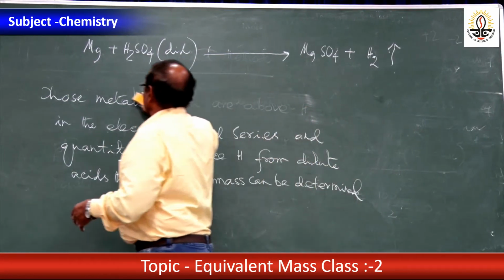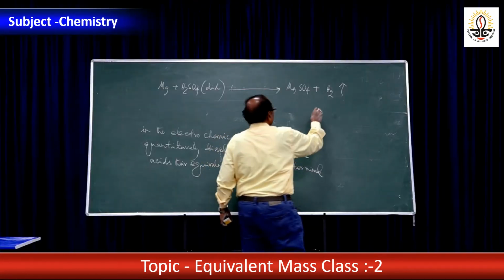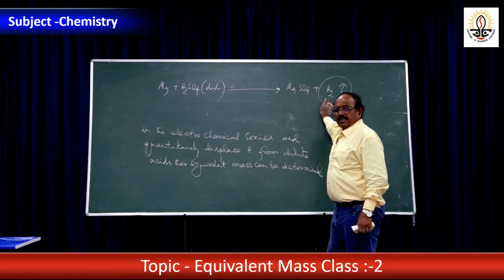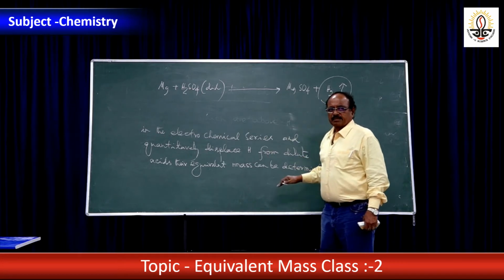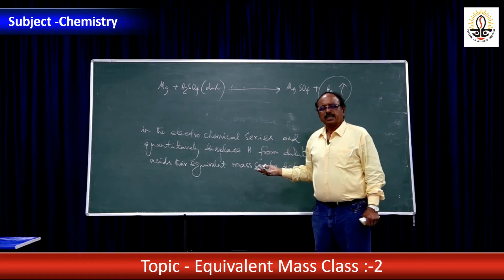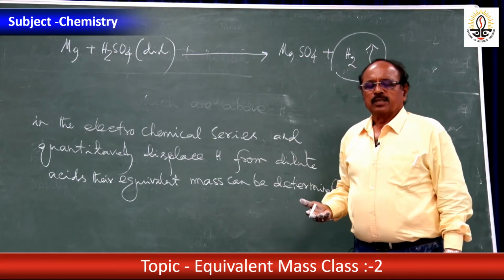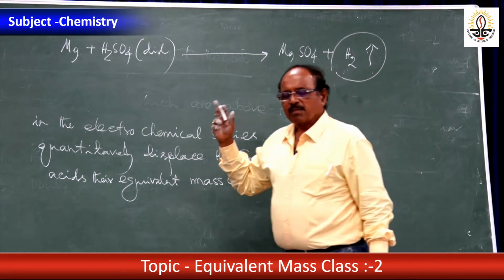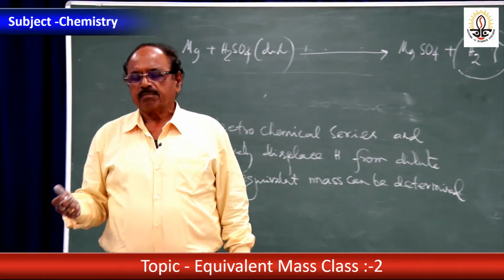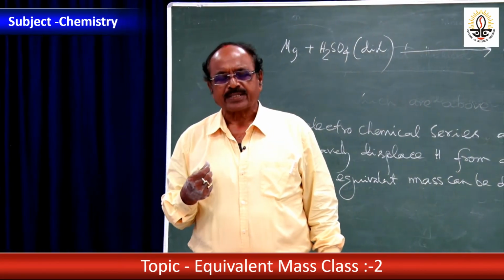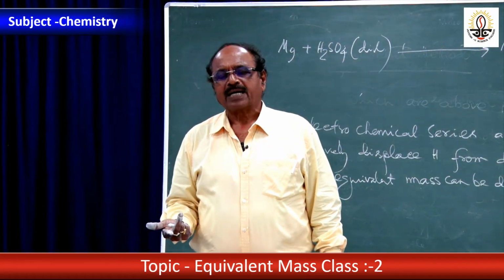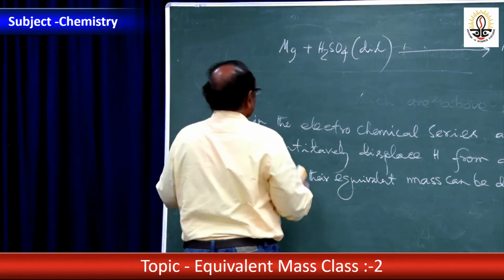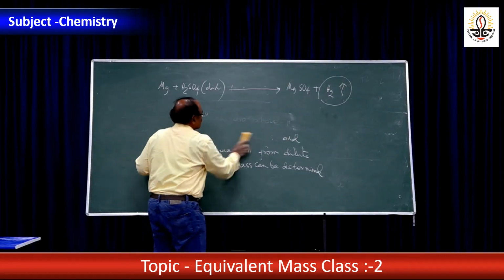Now, this hydrogen gas which is released, we will collect. This hydrogen gas is collected by downward displacement of water, and we know the volume of hydrogen. From the volume of hydrogen we can know the volume of hydrogen at NTP, and we know the gram molar volume. Thereby we can know the weight of hydrogen displaced, and how much metal is required for 1.008 parts will be the equivalent mass of the metal. So, this is the way we do it.